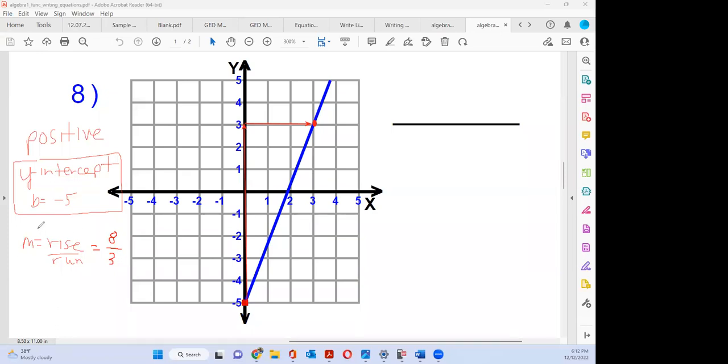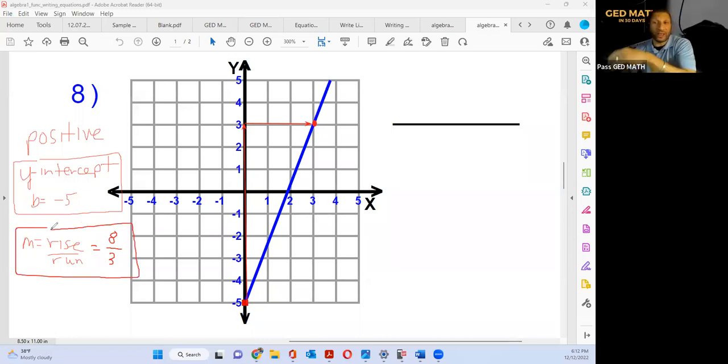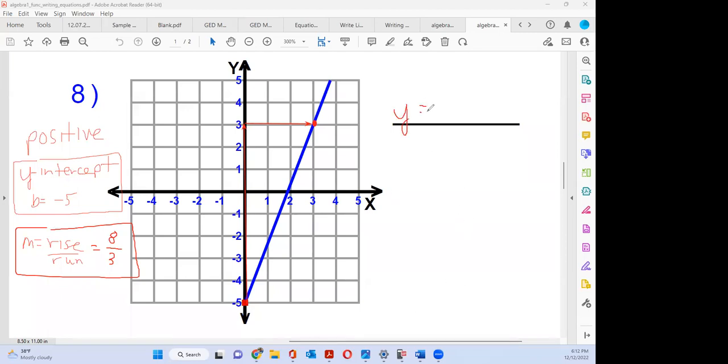8 over 3, or 8/3. If my y-intercept is -5 and my slope is 8/3, what's going to be my equation of the line? Y equals 8/3 x minus 5.